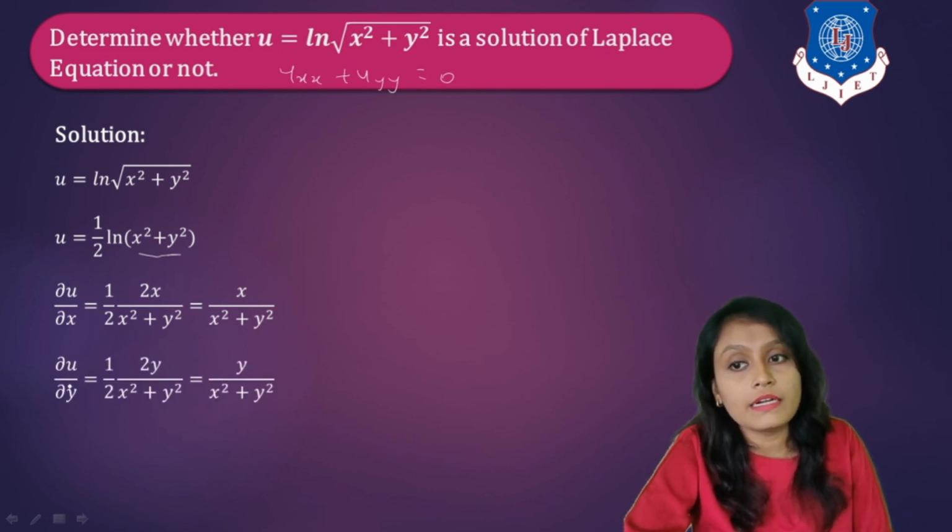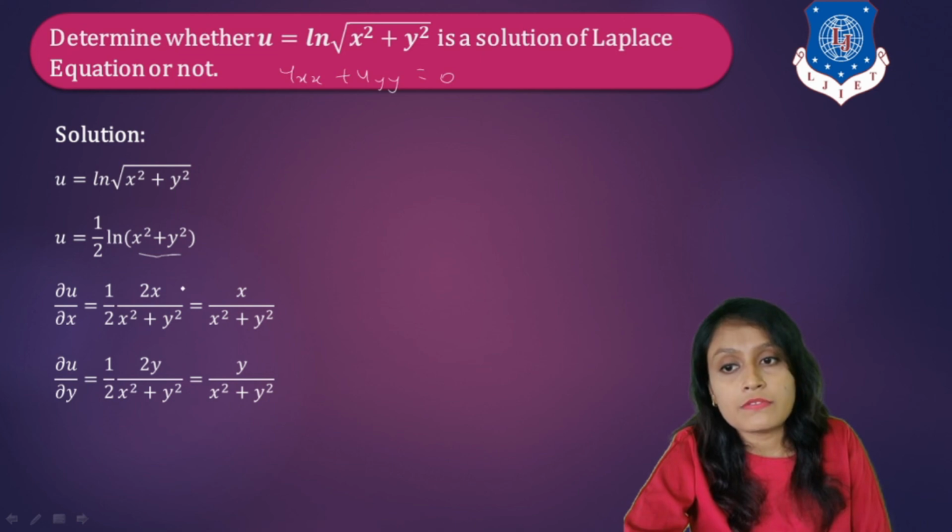2 will get cancelled. So what remains is x upon x square plus y square. Next, del u by del y. 1 by 2 as it is. Again same process. So derivative of ln of x square plus y square is what? 1 upon x square plus y square into here we have 2y. Why? Because here we are taking derivative with respect to y. 2 will get cancelled. So what remains is y upon x square plus y square.